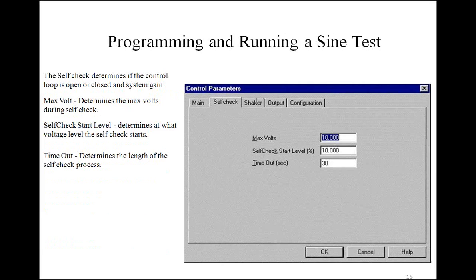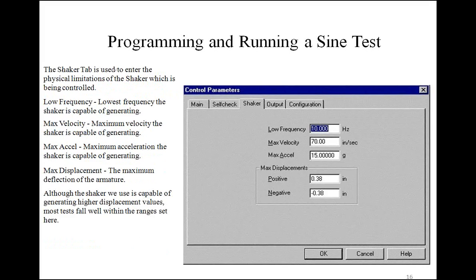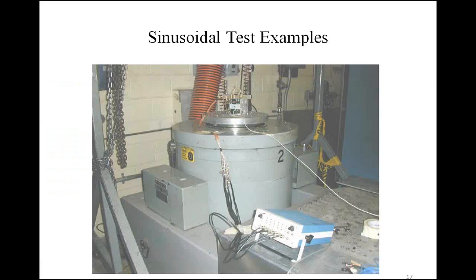And these are all control parameters, the voltage and the startup and the self-check, and all these issues will be covered in depth next week. So this would be a sample picture of a test that has multiple accelerometers on it.